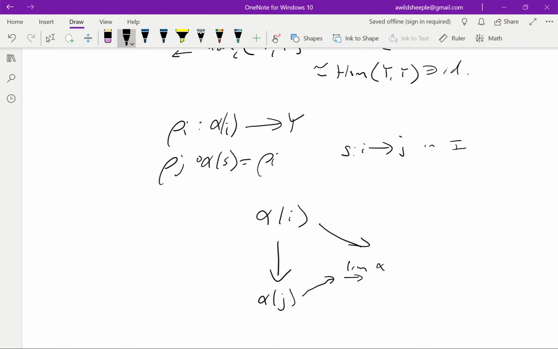And I don't know what I'm going to call these. These should be the row i's and row j. And then here, this is just the image of whatever s is in I. And in particular, we can get the universal property also, because if I have any other bunch of maps to some other object, maybe I'll call it x, then I should be able to produce a map like so.